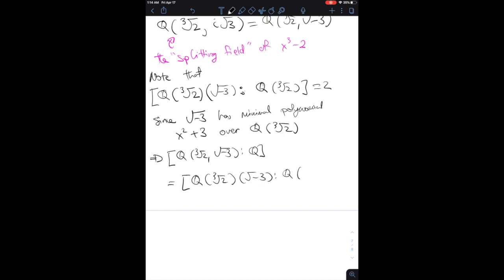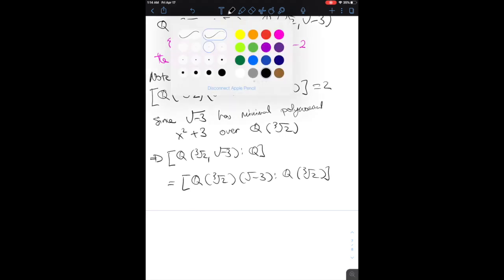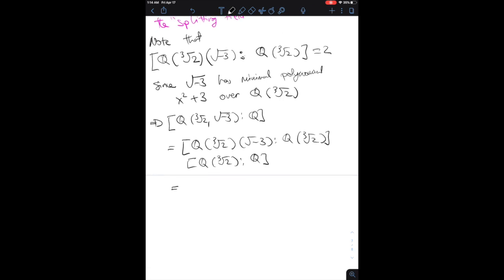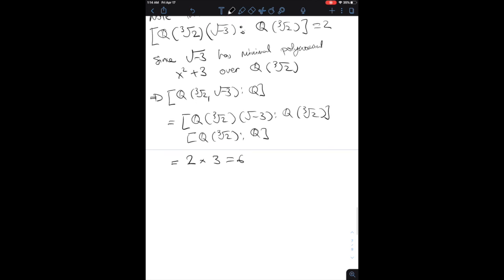has degree 6 over Q, because this is the degree of Q adjoin cube root 2 adjoin root minus 3 over Q adjoin cube root of 2, which we just proved was 2, times the degree of Q adjoin cube root of 2, and then for the second of these field extensions, the minimal polynomial is x cubed minus 2, which has degree 3, so this is 2 times 3 equals 6.